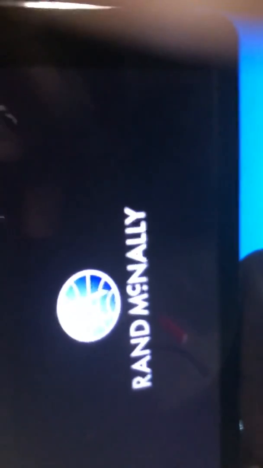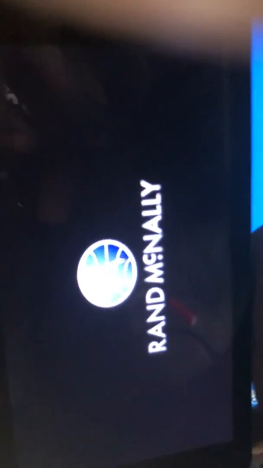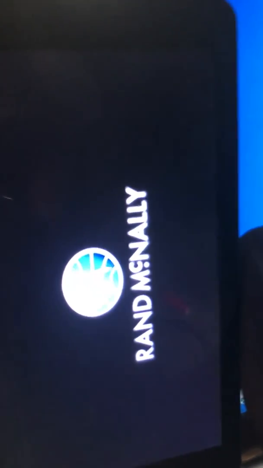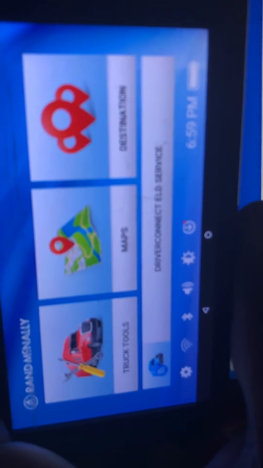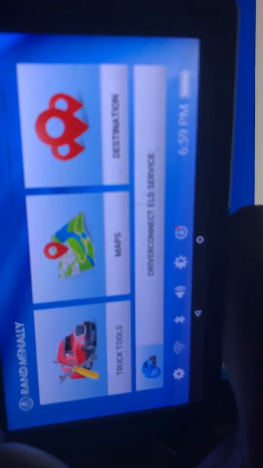Now we're going to boot it back up, and that should have gotten rid of the issue. Let's see. Bam, I'm back up. Alrighty, that concludes Sovereign Roads tutorial on Rand McNally 740. And of course this one is a 540, but those same directions should work for both.